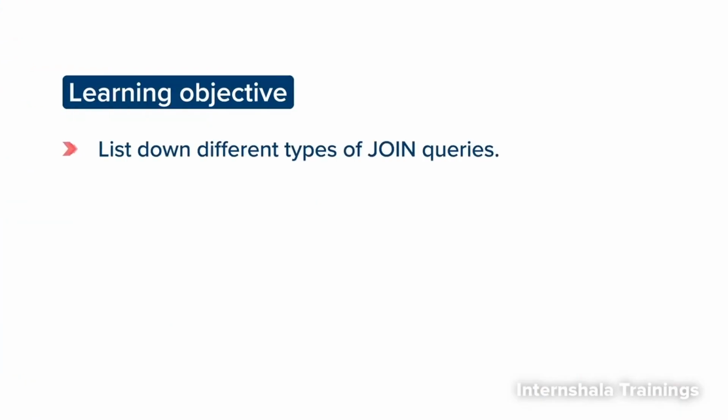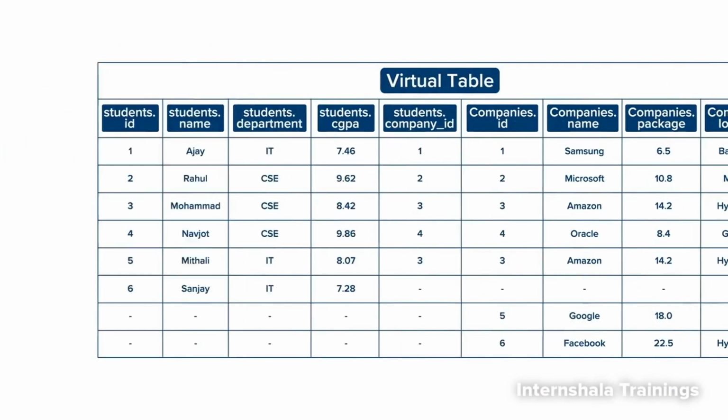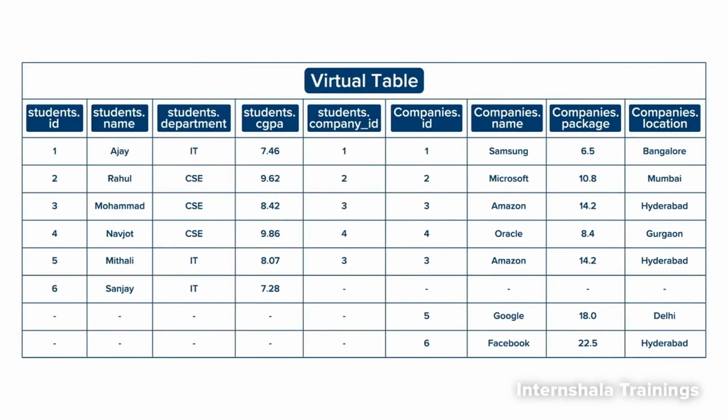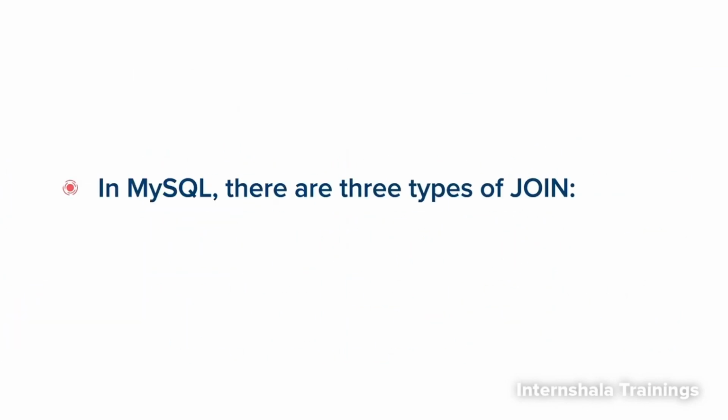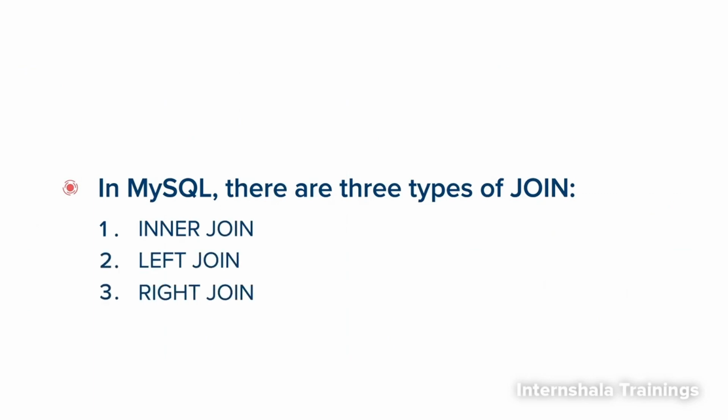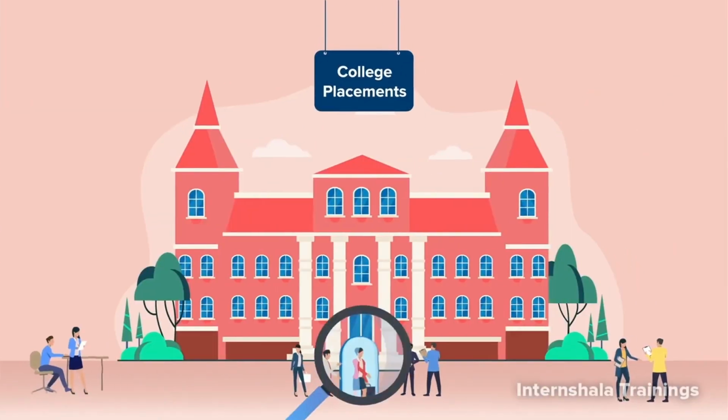After going through this video, you will be able to list down different types of join queries. In the previous video, we saw how we can merge multiple tables into one using join query. In this video, we will understand the different types of join queries. So, in MySQL, there are three types of join. The first is inner join, second is left join, and the third is right join. Let us understand them one by one using the placement information example.